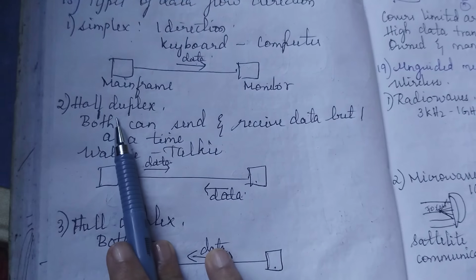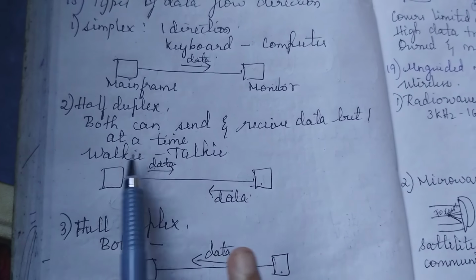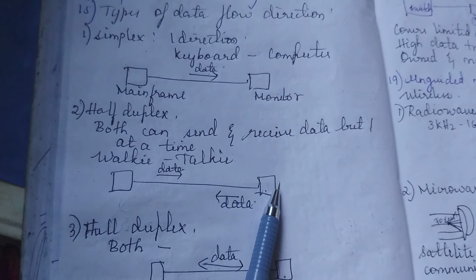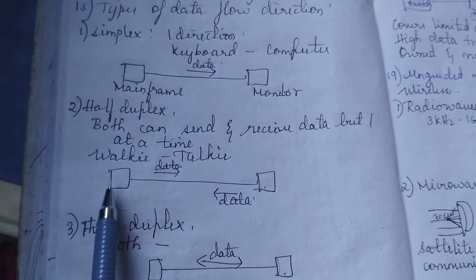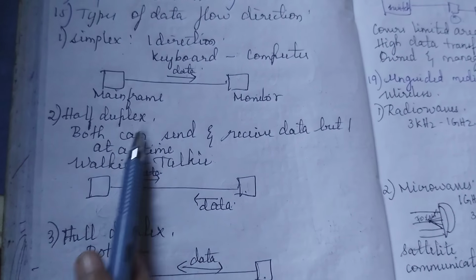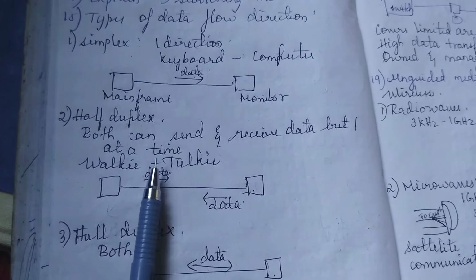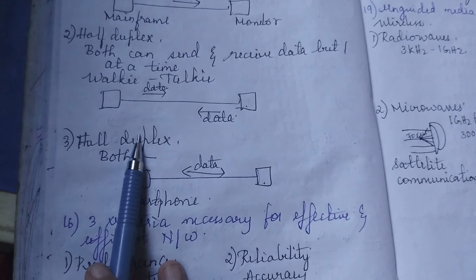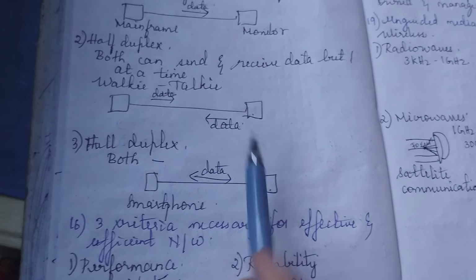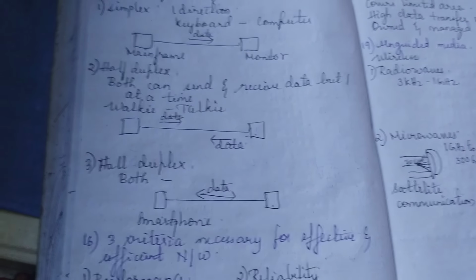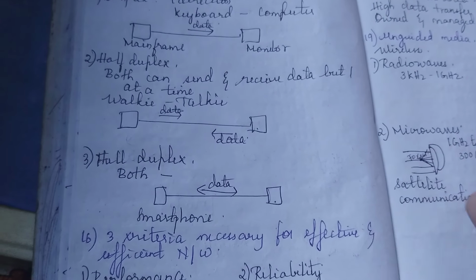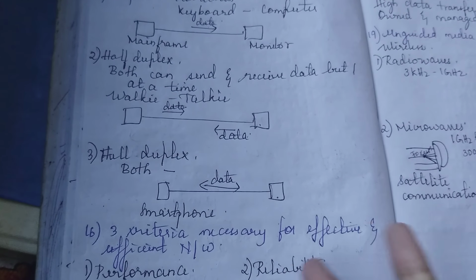Half duplex is nothing but walkie-talkie. If one person is talking, another person should wait. And similarly, if this person is talking, another person should wait. So both can send and receive data, but one at a time. Then full duplex, both can talk. Our smartphones, right? Even if I'm calling you and talking to you, even if you're calling, I can hear. Both can talk simultaneously and both can hear.